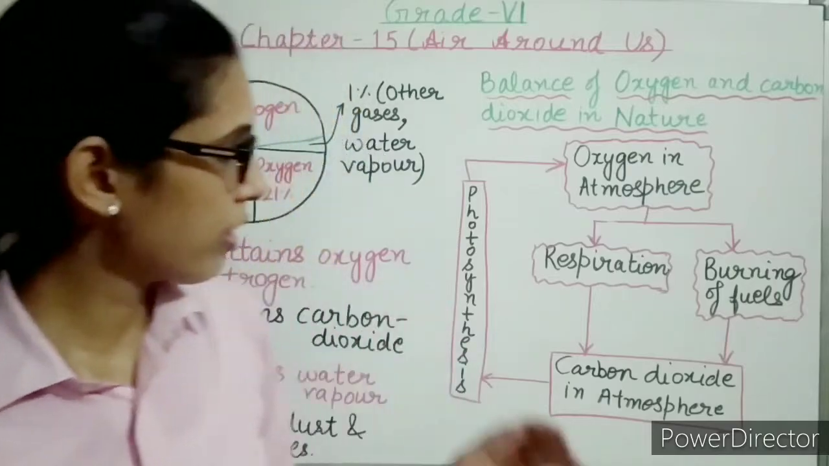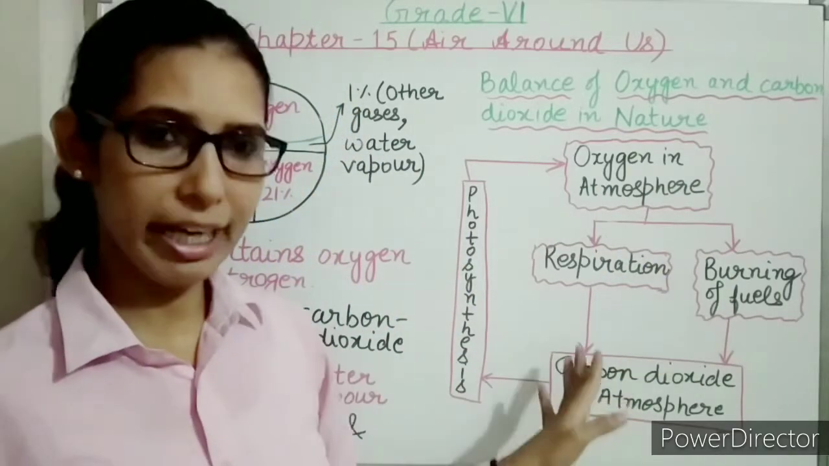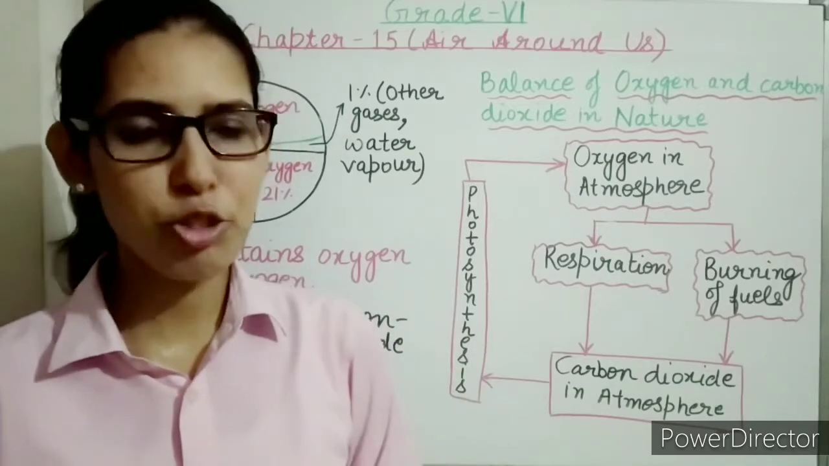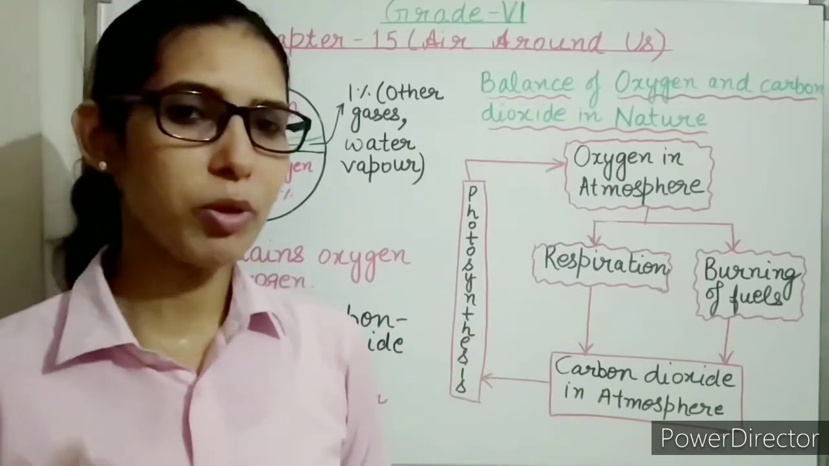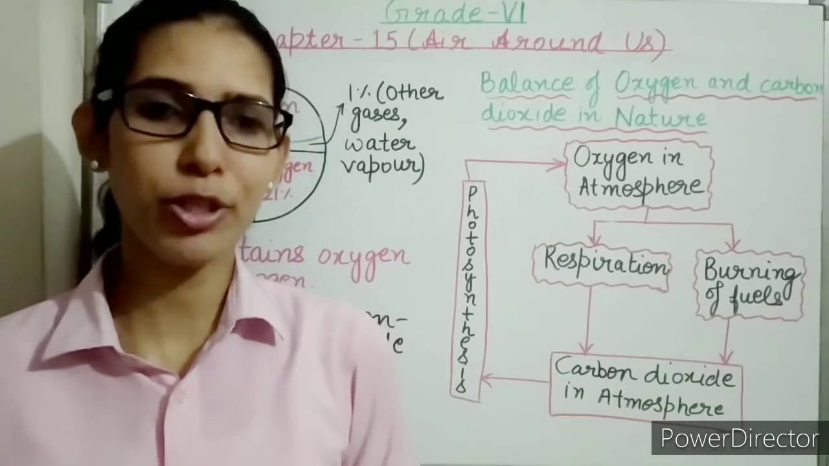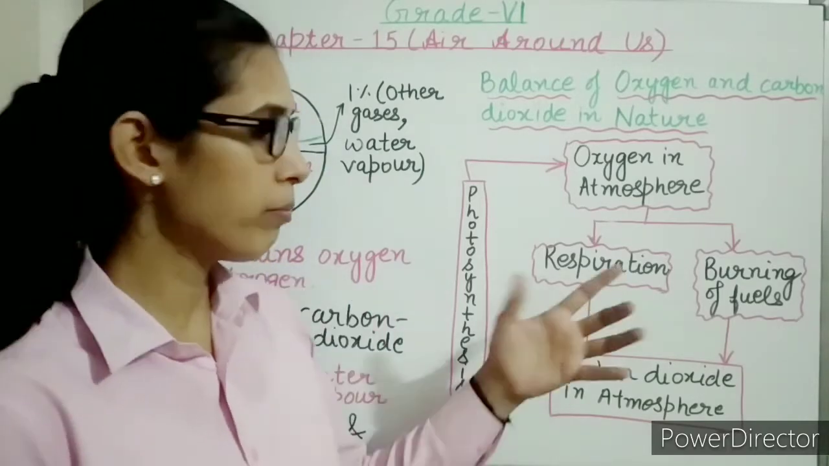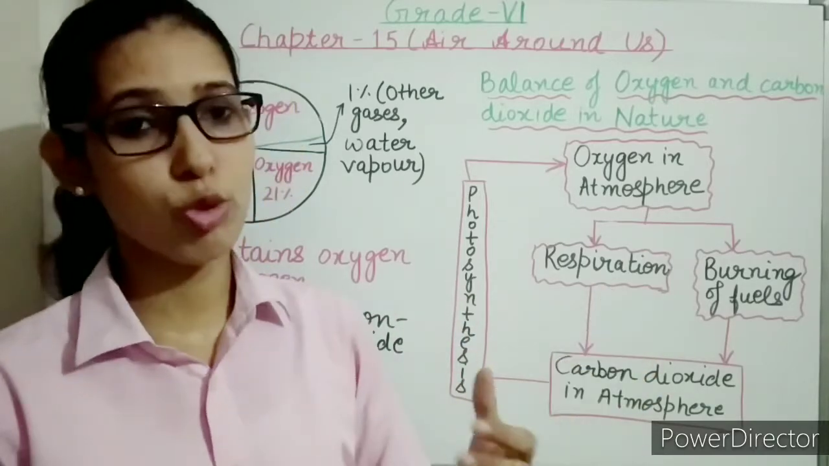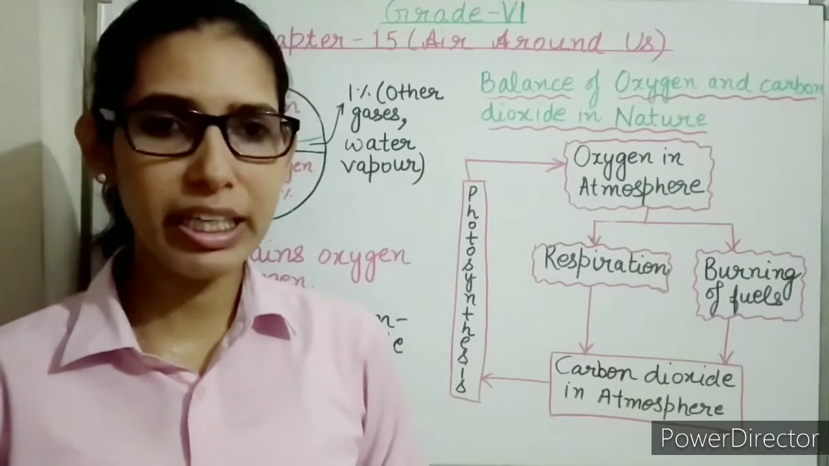Next is, how is oxygen in the atmosphere replaced? This I have already explained, how the balance of oxygen and carbon dioxide is maintained in nature. Now lastly, we will discuss the uses of air, how air is useful for us. Air is very important for us. As I told you, air is important for survival. It is required for respiration, so as to obtain energy from the food that we eat.